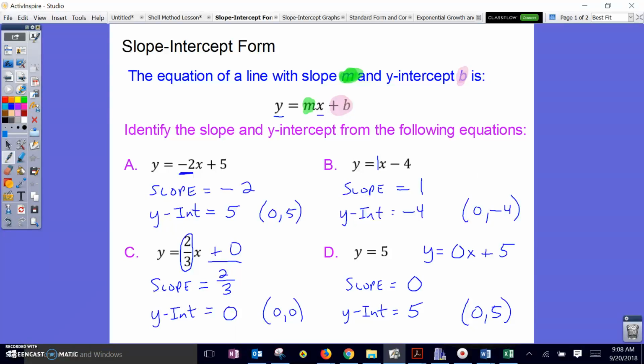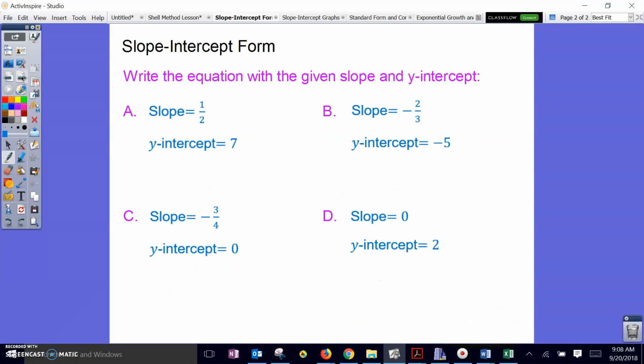Next, we're going to look at some examples where we write the equations with the given slope and y-intercept. So all of these are going to be of the form y equals mx plus b. So I've got y equals something x plus something. The slope is the m, so that's going to be our x coefficient. And the y-intercept is our b. It's positive 7, so we're going to write plus 7. And that's the equation with a slope of 1/2 and a y-intercept of 7.